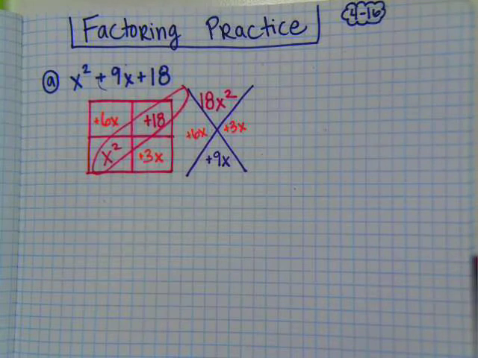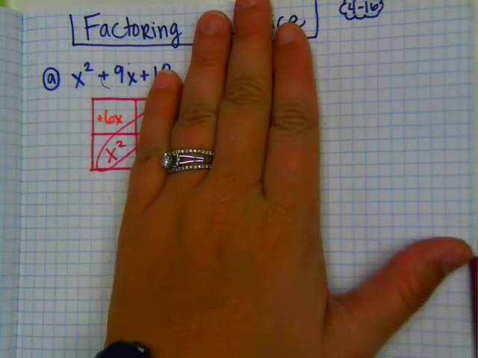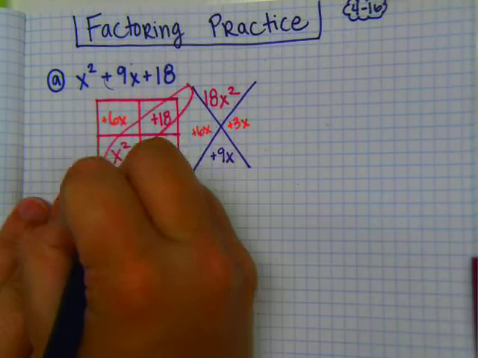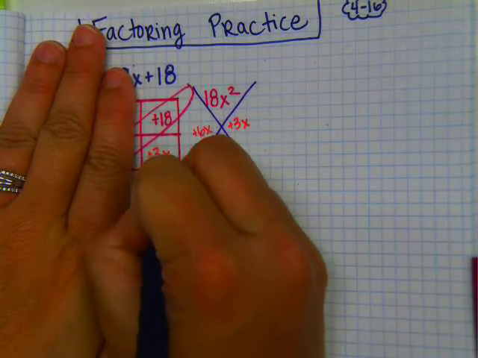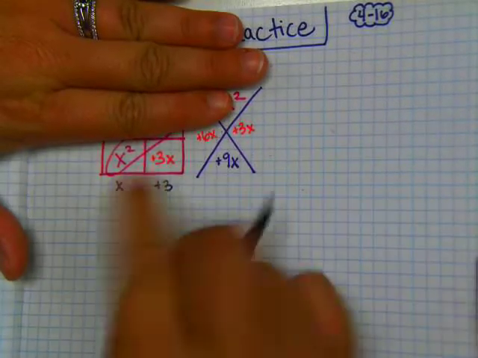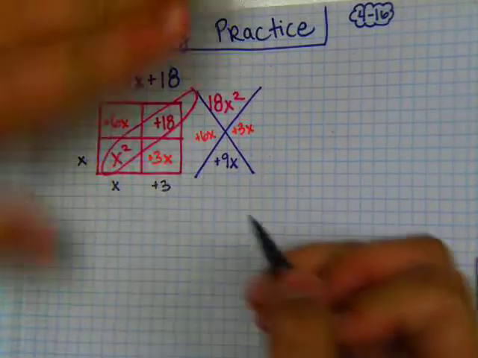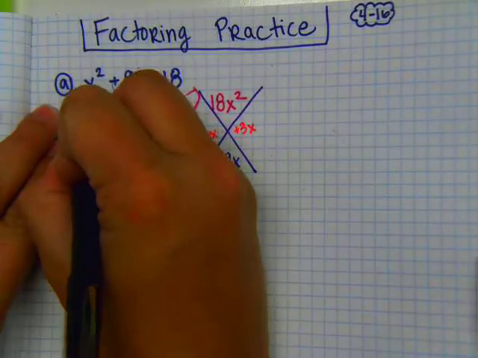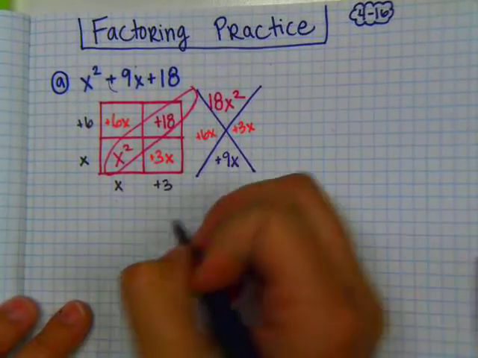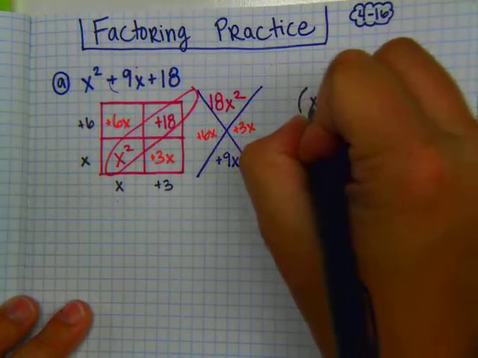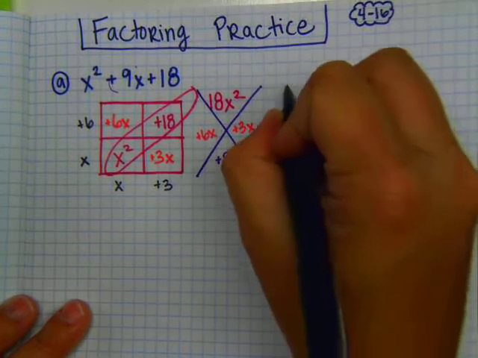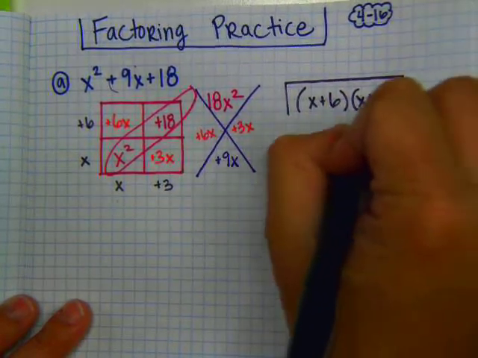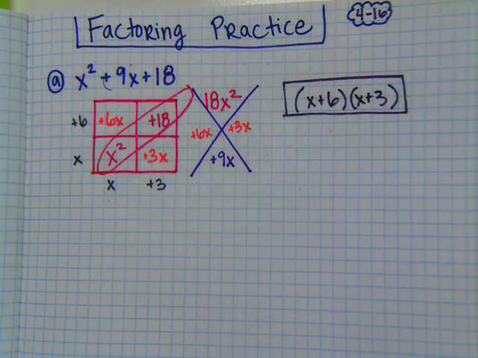And now we're going to find what goes around. We find our greatest common factor here. x squared and 6x have an x in common. 18 and 3x have a 3. x squared and 3x have an x. 6x and 18 have a 6. So that means our factored form is going to be x plus 6 times x plus 3. And that's our factored form.